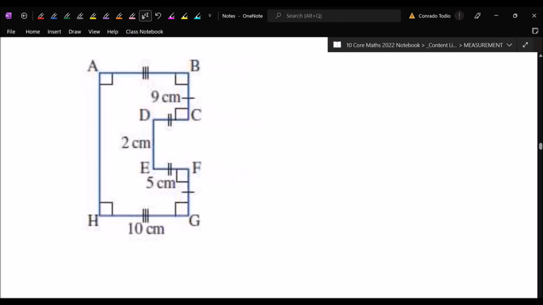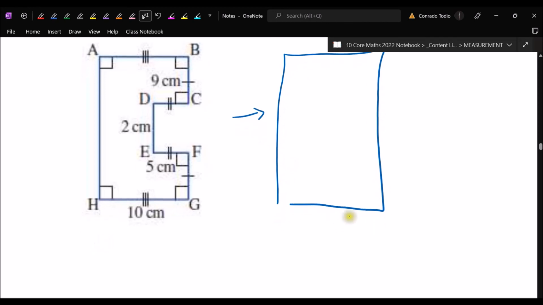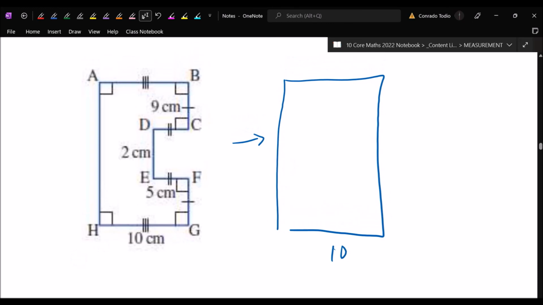So the big rectangle, okay, I'm going to draw it for you. You don't have to draw them, okay? It's not always beneficial to, but I will do it. So the big rectangle, can anyone tell me the dimensions? You know that the bottom is 10. Okay, what about the side? Yes, Ruby. Why is it 16?